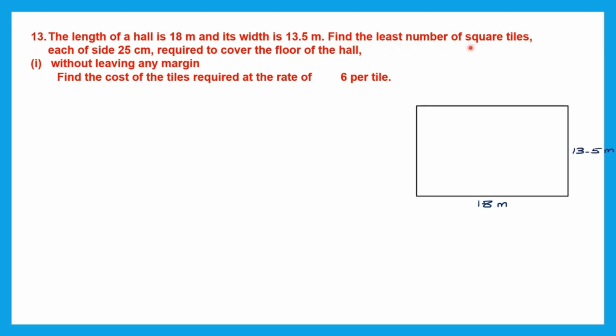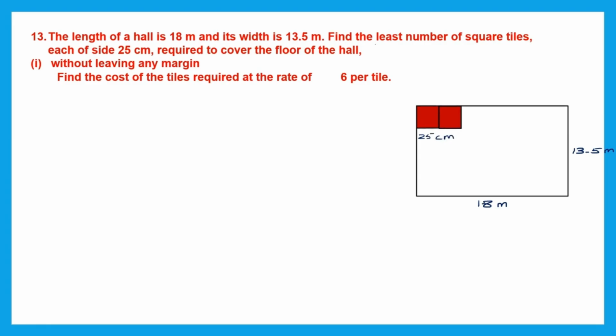Find the least number of square tiles, each of side 25 centimeters, required to cover the floor of the hall. That means we have this floor, the floor of the hall, and it is going to be covered by square tiles. And each square tile is going to be 25 centimeters each side. So here, this is one square tile. That means the side is 25 centimeters. Now another tile will be placed next to it. Similarly, this will be filled with tiles.